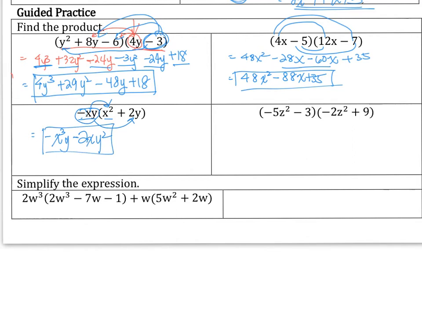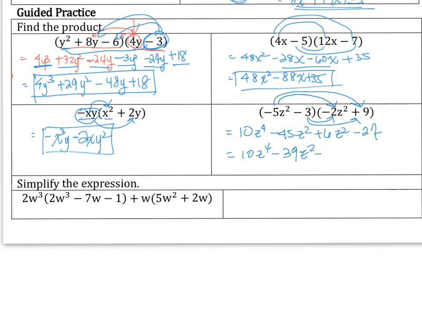And for the next one, FOIL method, negative 5z squared times negative 2z squared. So that's positive 10z to the 4th power. And then negative 5z squared times positive 9 makes negative 45z squared. Negative 3 times negative 2z squared makes positive 6z squared. Negative 3 times positive 9 gives you negative 27. And then negative 45 plus 6 gives you negative 39z squared, and then minus 27.